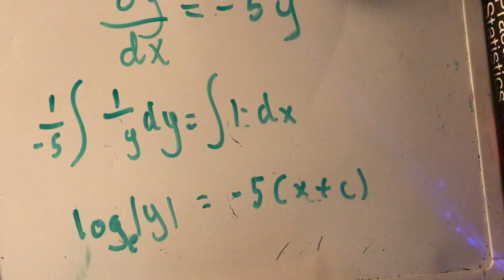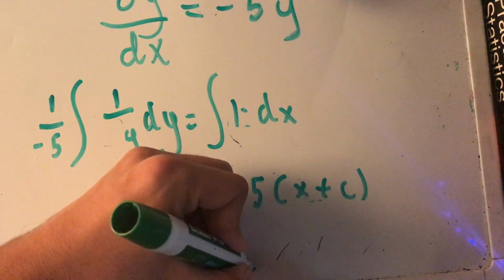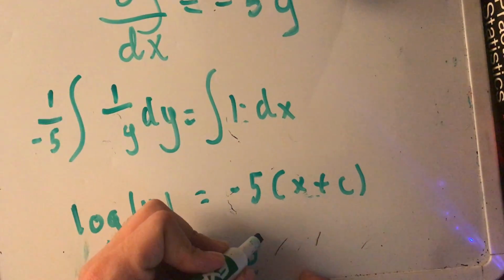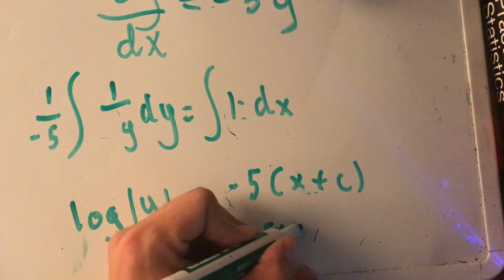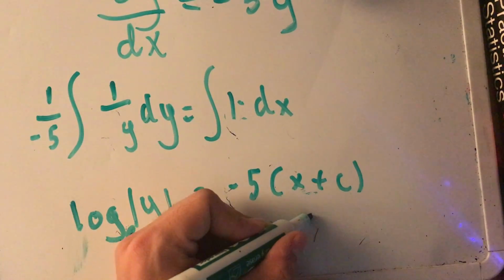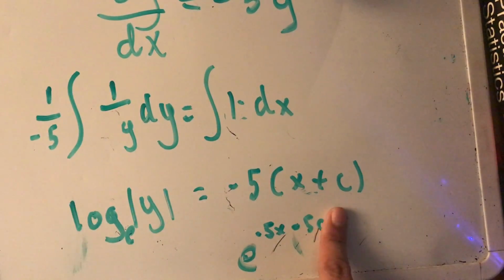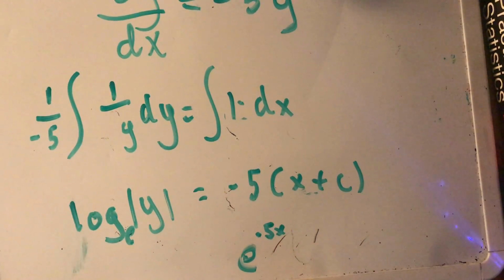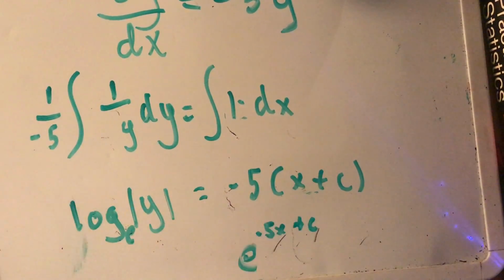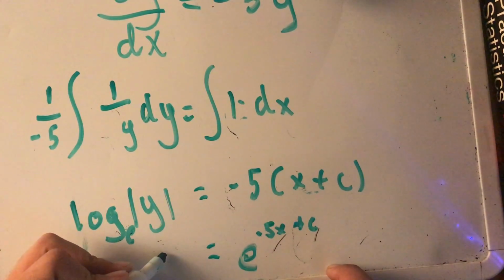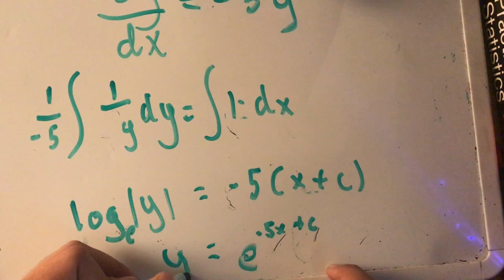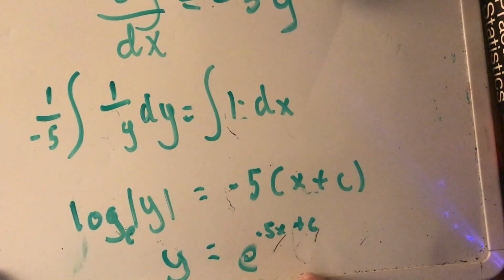So that means that I can rearrange it so that I say e to the power, and there's the e, of negative 5x plus or minus 5c, and this technically is just c because c is any number that we want it to be, is equal to y. And now we don't really have to worry about absolute value because this is always going to be positive. E to the value of whatever is always going to be positive.